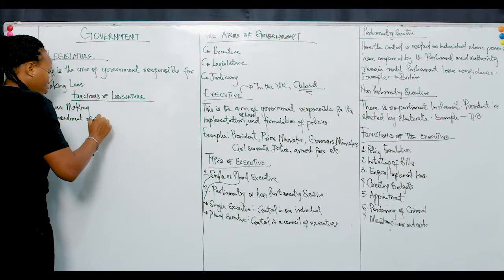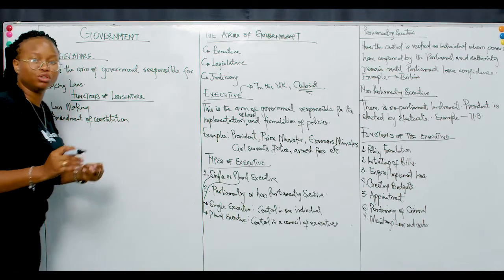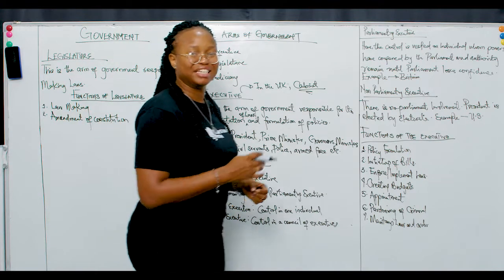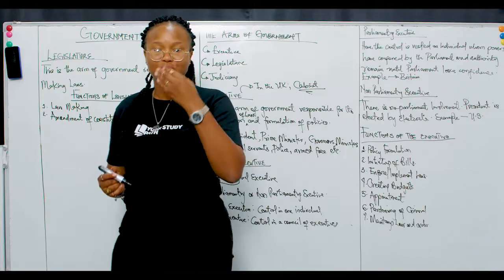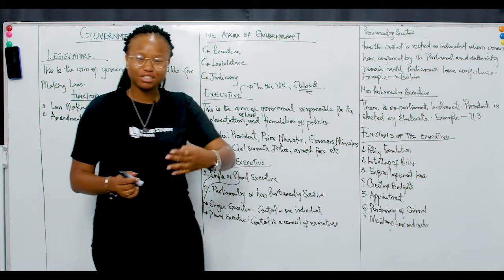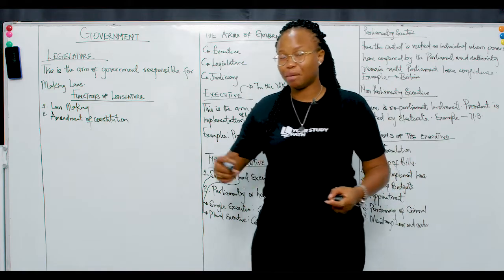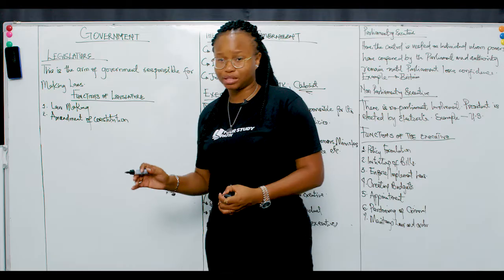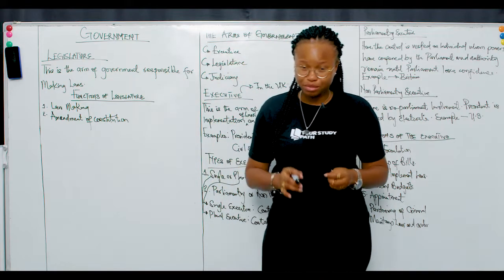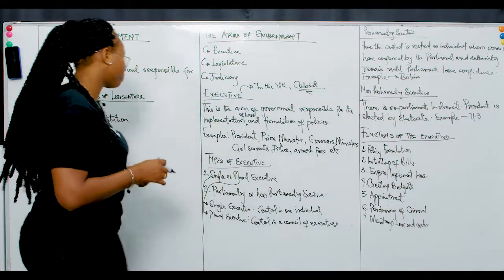The next function of the legislature is amendment of constitution. I hope you remember what the constitution is. The constitution is the book of laws that guide the affairs of a state. However, we see that the constitution needs to be amended in order to reflect current or present realities. We've had numerous constitutional amendments, and at a future time on this course, we'll walk through all of that. But the responsible party for the amendment of that constitution is what we call the legislature.